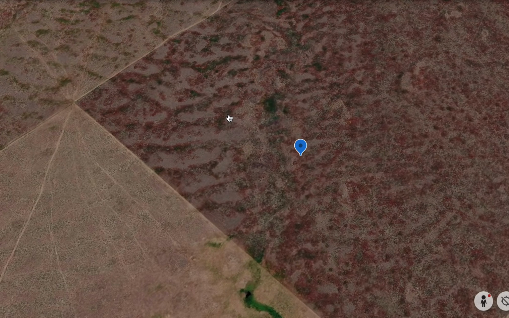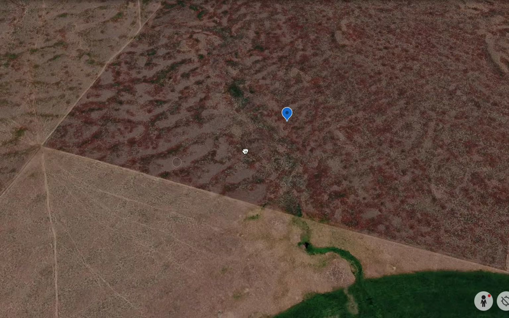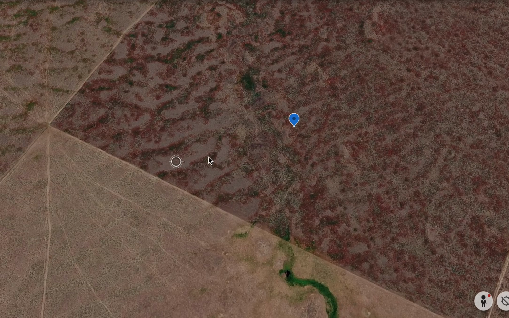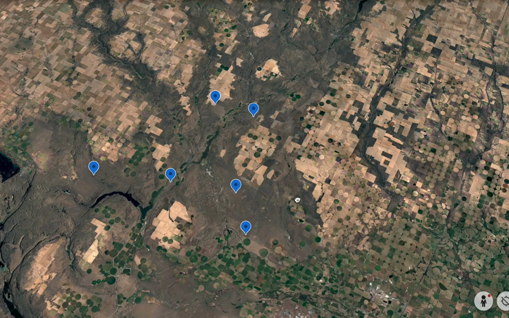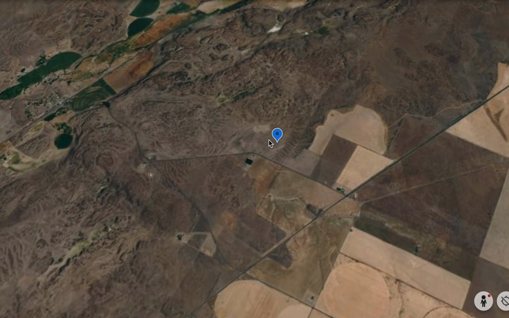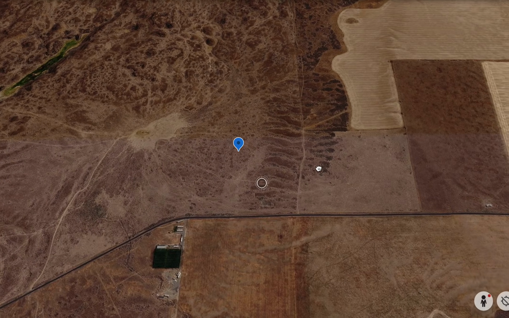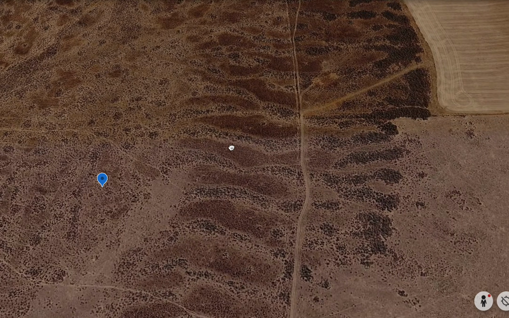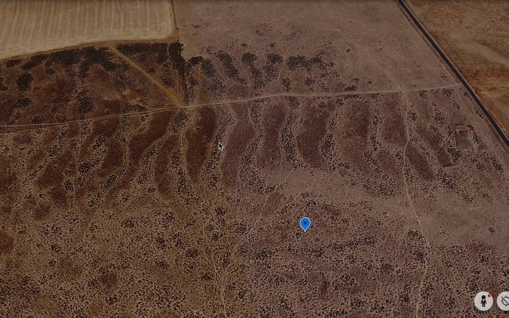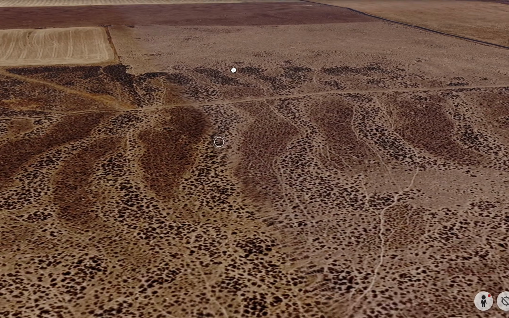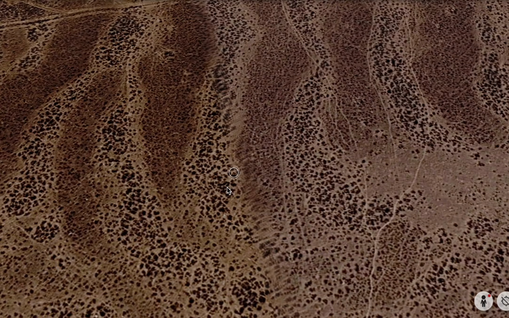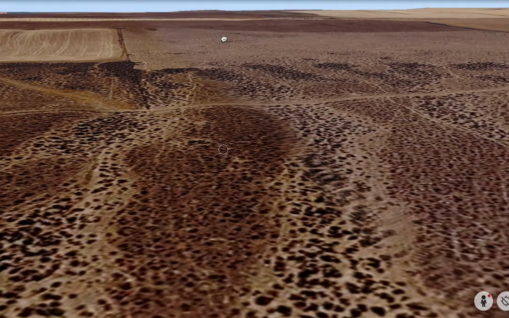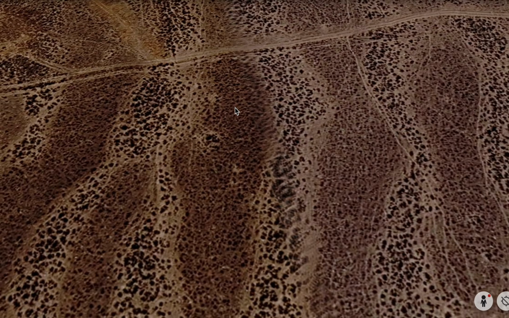Here's some more. We go up to here. What do you know? They've got ripples. Those are some nice clean ones. This one looks pretty tall. Let's see what the altitude's saying.